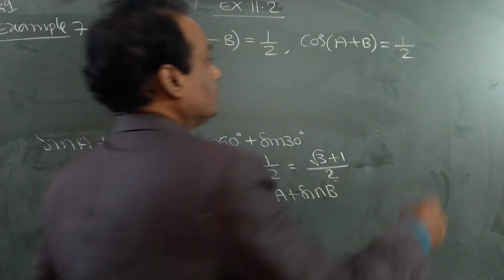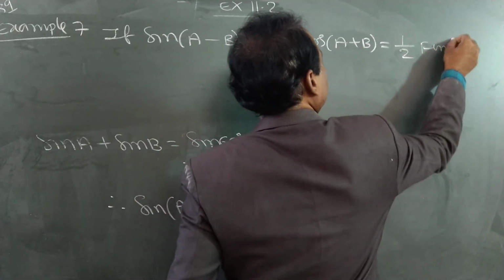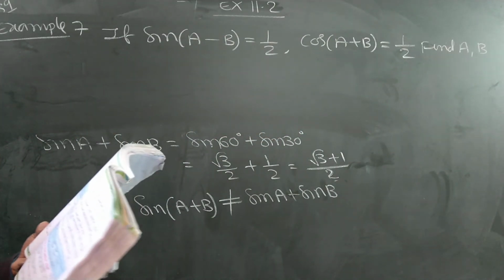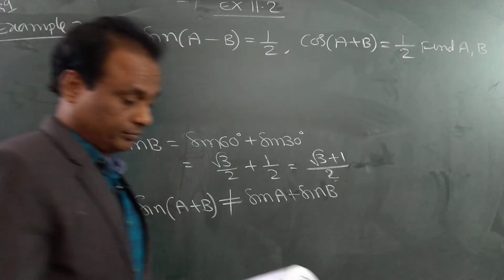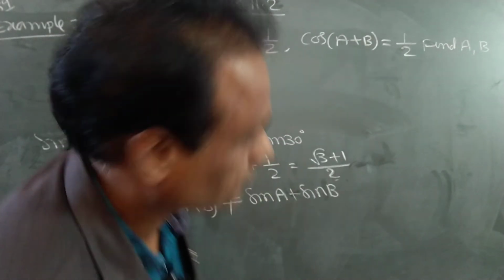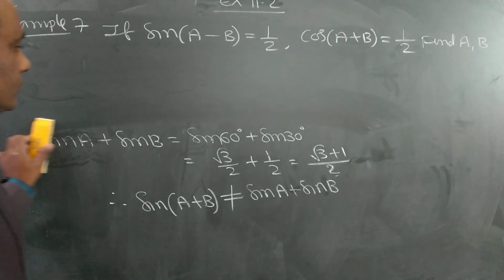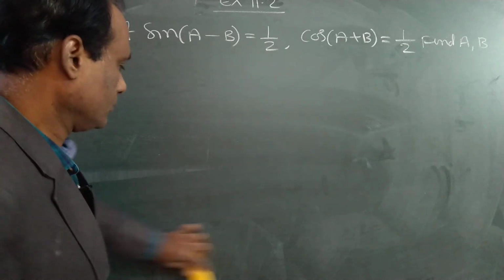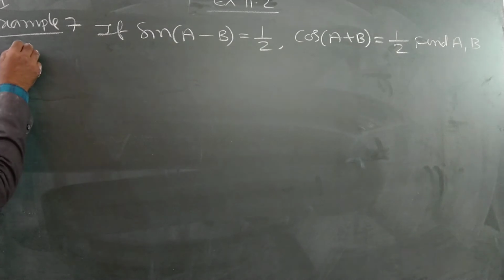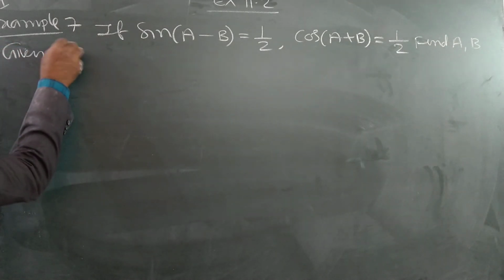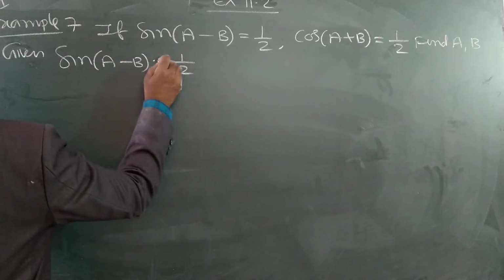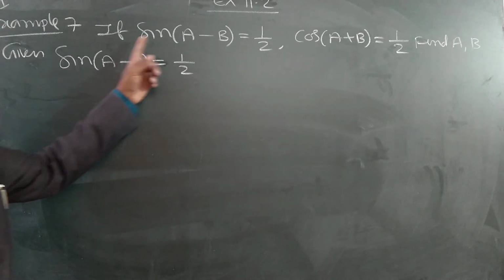Find A comma B. This is one important example, example 7. Important question. Students, see here. Given, I am starting the problem. Don't write yet. Sin(A minus B) is equal to 1 by 2. Important problem for exam.